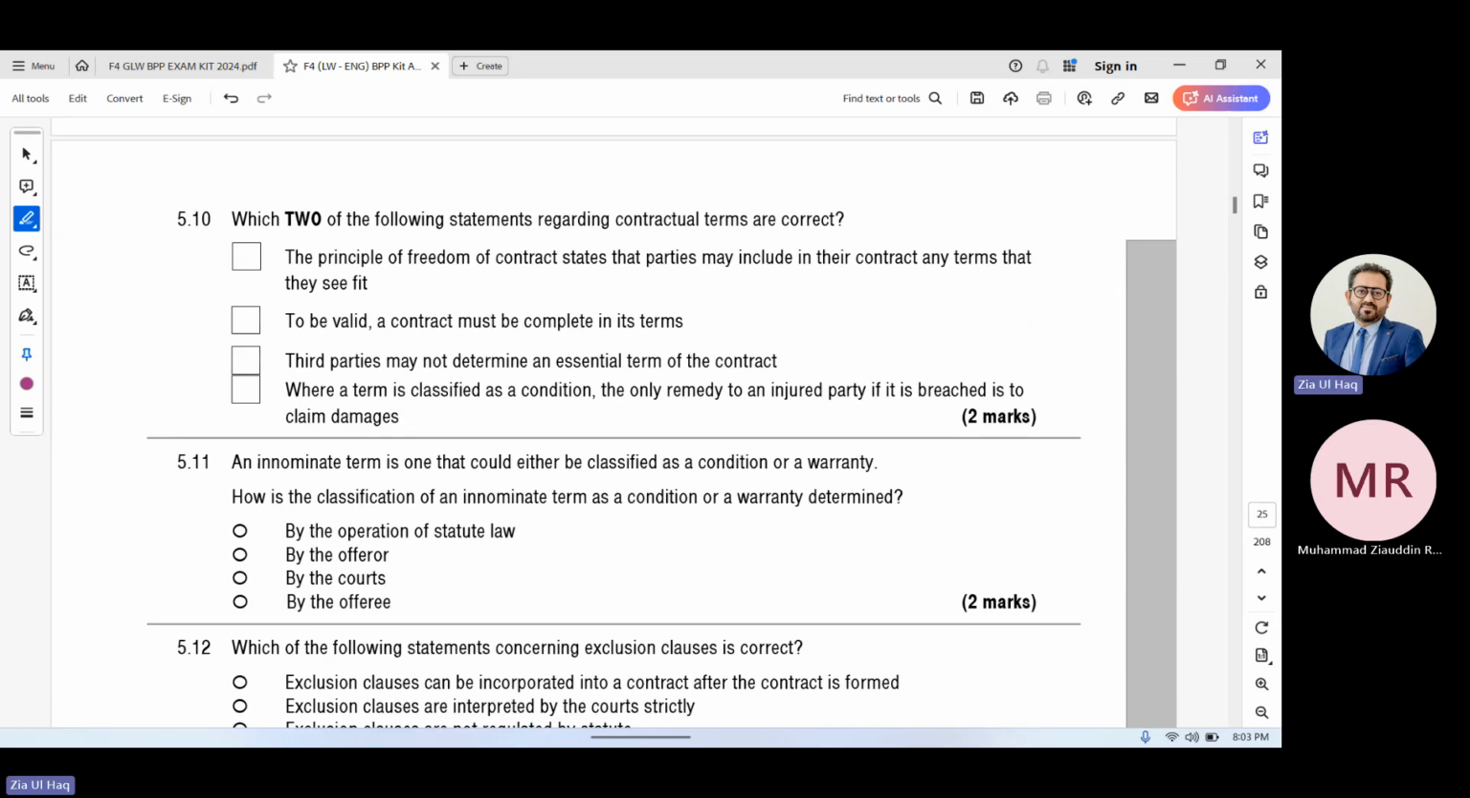5.10. Which of the following statements regarding contractual terms are correct? The principle of freedom of contract states that parties may include in their contract any terms that they see fit. Yes. To be valid, a contract must be complete in its terms. Third party may not determine an essential term of the contract. No, there is an exception. Where a term is classified as a condition, the only remedy to an injured party for a breach is to claim damages. No, in case of terms, they can claim both. In case of representation, they can claim one.